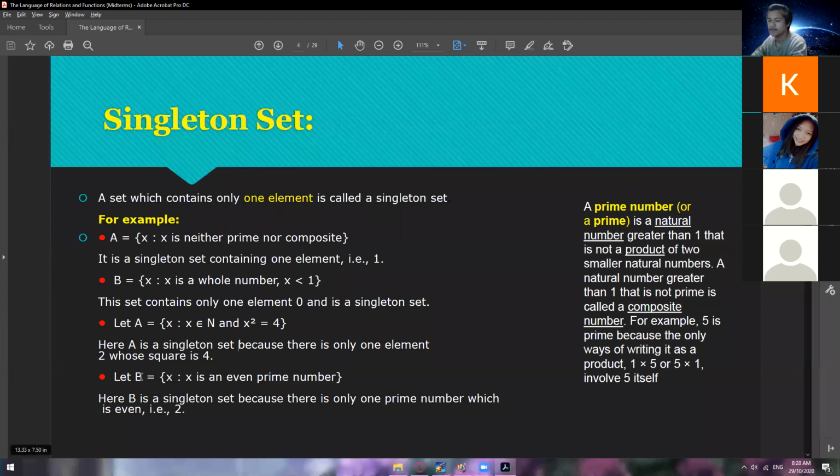So last example, we have here set B, wherein x is an even prime number. Again, here's the definition of a prime number. It should be a natural number greater than 1 that is not a product of 2 smaller numbers, so other than 1 and itself. In here, just list all the possible even prime numbers. If you list all of that, you will only get this one. So here B is a singleton set because there is only one prime number which is even, which is 2. The rest are odd numbers already. So in here we only have 2, therefore set B is a singleton.